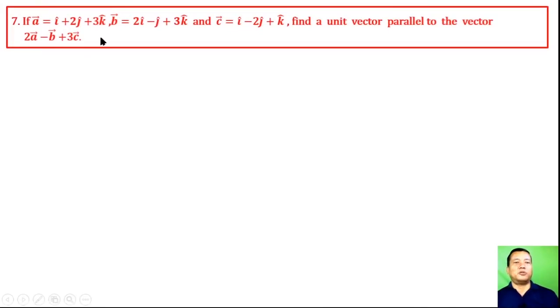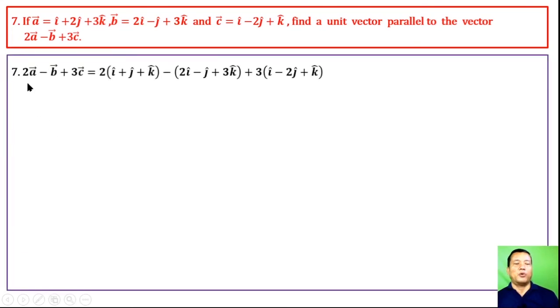If A vector equal to this, B vector equal to this, and C vector equal to this, find a unit vector parallel to the vector twice A vector minus B vector plus twice C vector. We have twice A vector minus B vector plus twice C vector equal to twice of A vector singular, B vector singular, C vector singular.